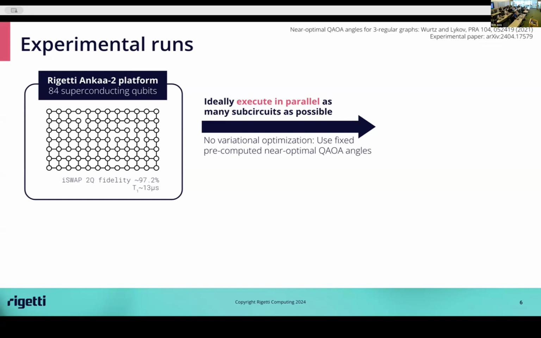And then another thing that matters for optimization is that the solver has to be fast. So that's one reason we want to execute as many of them in parallel as possible. But then we know that the building block we are running is the QAOA. That's a variational algorithm. Typically that requires finding optimal angles or parameters for getting good results. Well, because we are interested in 3-regular graph max cut, it turns out that near-optimal QAOA angles are known. And so we will skip variational optimization altogether and just choose those.